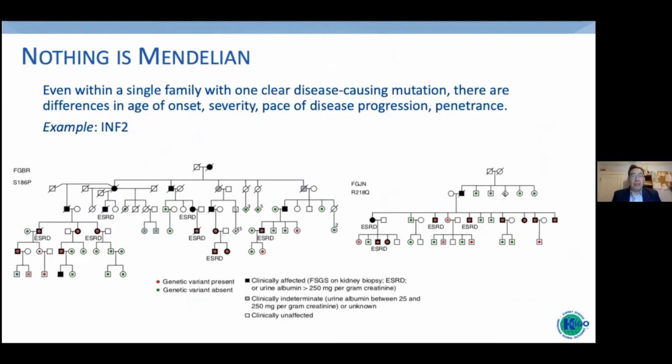Here are two pedigrees with autosomal dominant INF2 associated FSGS. And the age of onset is highly variable. Some people progress to end-stage kidney disease, some do not. Some of these individuals with mutations have no proteinuria or only minimal proteinuria. So really, monogenic diseases are often not fully monogenic or Mendelian when you get into the weeds.